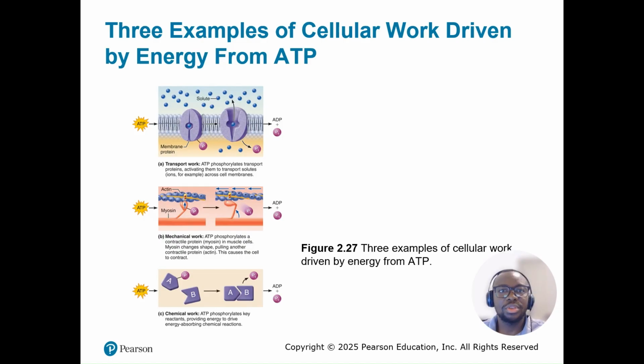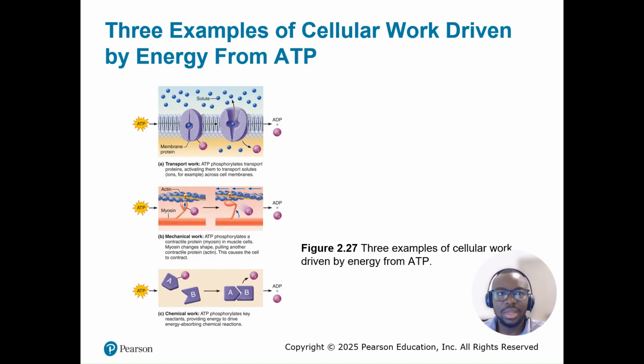This figure shows 3 examples of cellular work driven by ATP. Figure A shows how energy from ATP is used to power cellular transport work. ATP phosphorylates transport proteins, activating them to transport solutes such as ions through membrane proteins so they can cross the cell membrane. In Figure B, ATP is used to power cellular mechanical work. ATP phosphorylates contractile proteins in muscle cells so the muscle cells can contract or shorten.